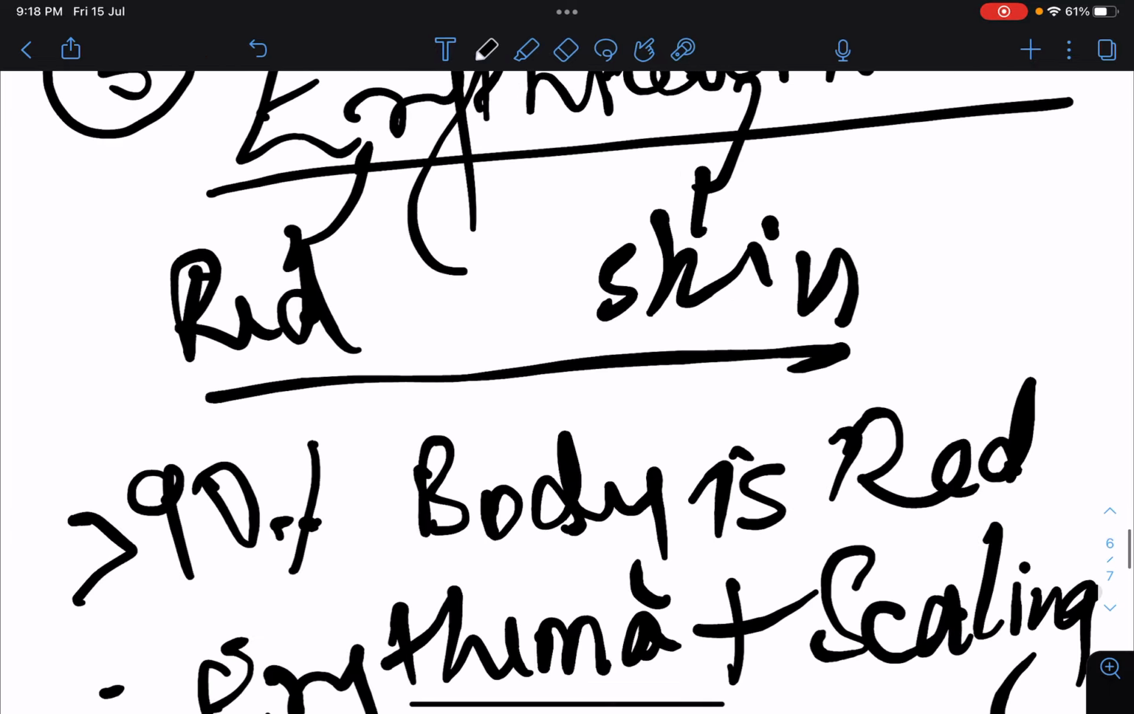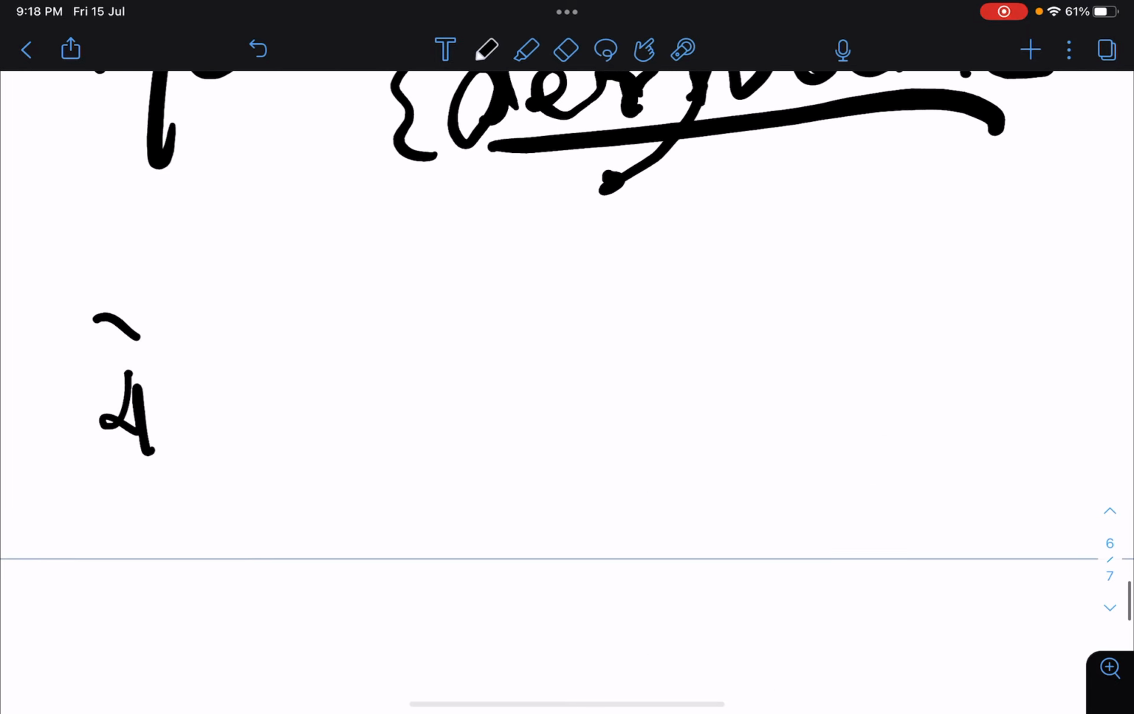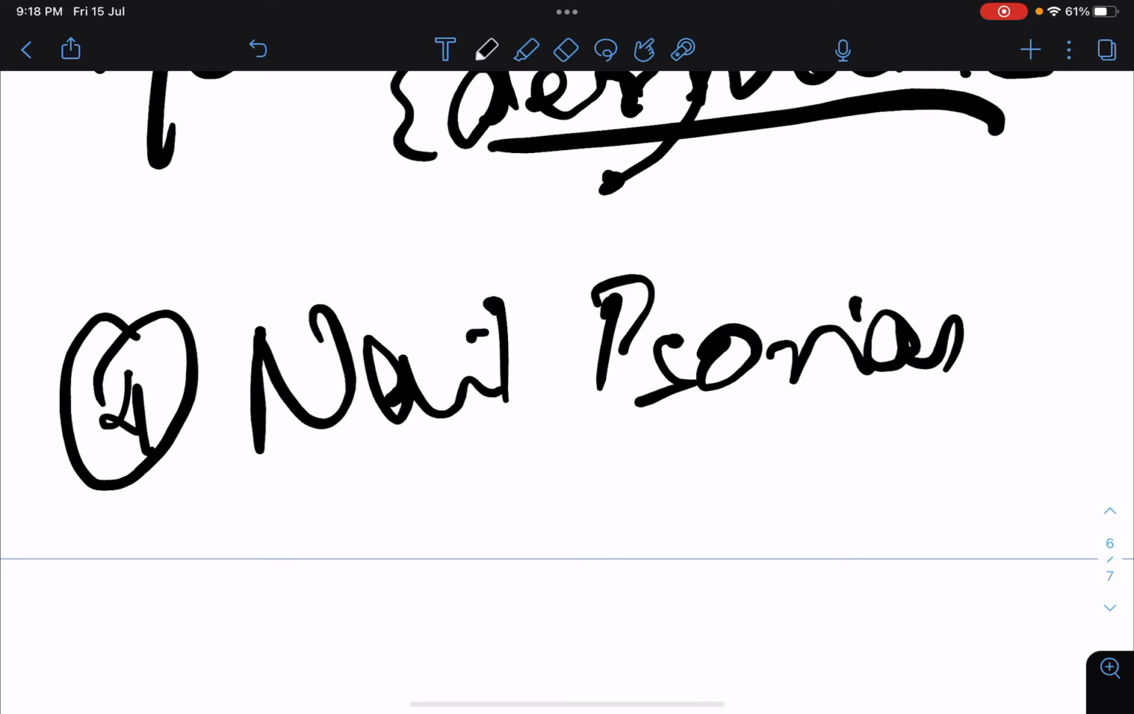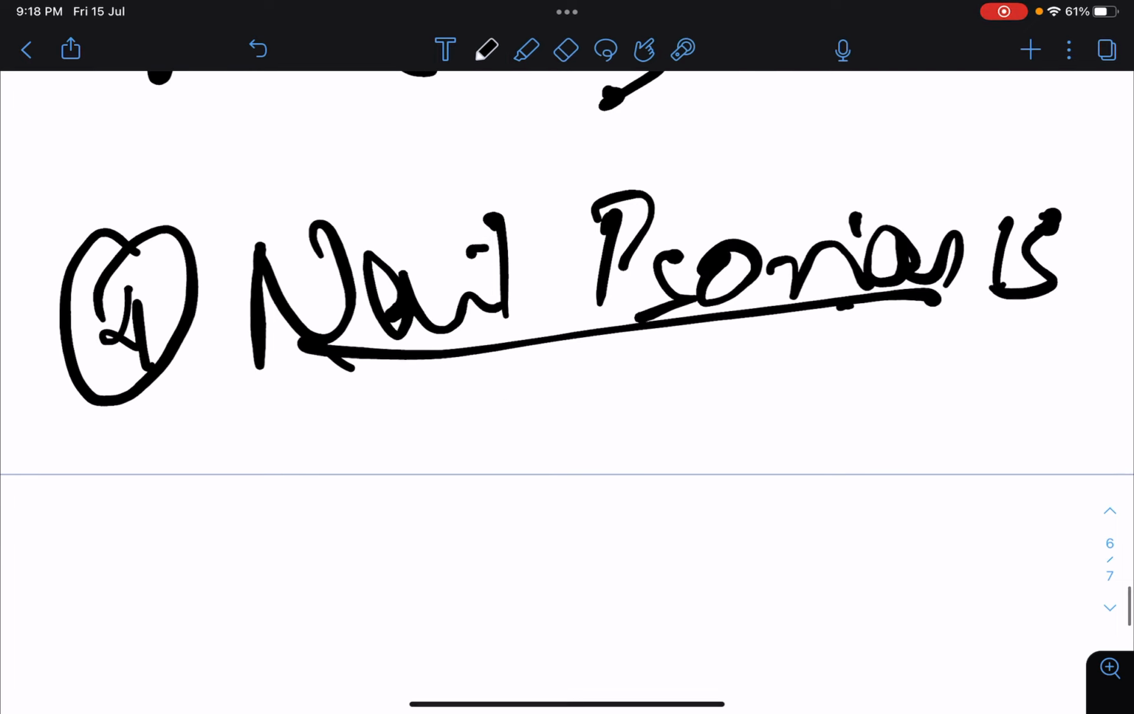Now another type, this was the third type. We have the fourth type, which is called nail psoriasis, and this is really interesting because nail is a very important indicator when it comes to nail psoriasis, and actually the nails and the digits themselves.